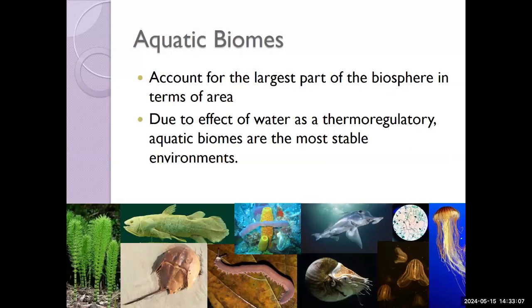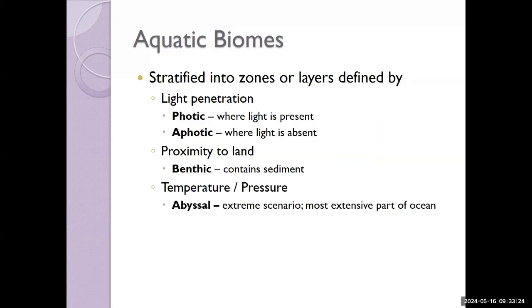The first biome I want to point out is the aquatic biome. This is the largest biome on the planet. And due to water's effect as a thermoregulator, the aquatic biomes are the most stable environments, remaining relatively unchanged despite the long history of our planet and the many ups and downs or extinction events. In fact, 8 of the 10 oldest organisms are aquatic. The aquatic biome is the largest biome on the planet, but it's not just one space.